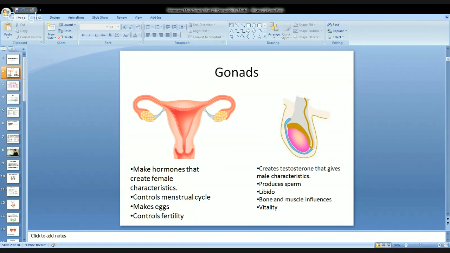And then you have the testicle. The testicle makes sperm, and is responsible for your libido, bone and muscle influences, and vitality. And it also works closely with another gland called the prostate. Now, I'm just curious, as I go through this, I want to make sure that there's no words that I give you that you don't fully get.